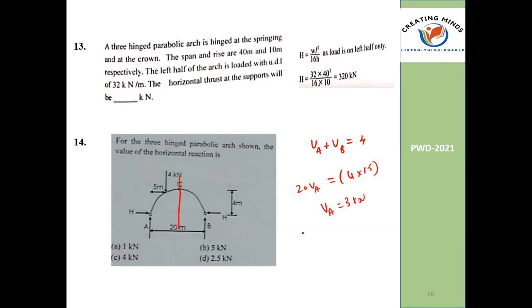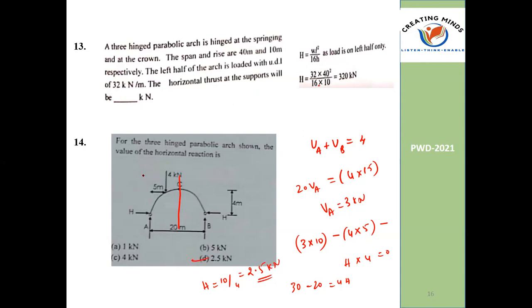So if you take moment, 3 into 10 minus 4 into 5 minus H into 4. So 30 minus 20 equals 4H. H equals 10 by 4. How much? 2.5. See, this is the answer.